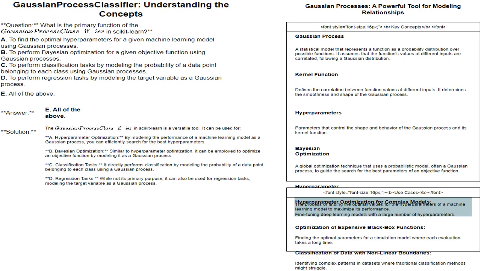The Gaussian process classifier can be used in various scenarios, including hyperparameter optimization for complex models like deep learning models, optimization of expensive black box functions, and classification tasks with nonlinear boundaries. Hyperparameter optimization for complex models, fine-tuning deep learning models with a large number of hyperparameters.